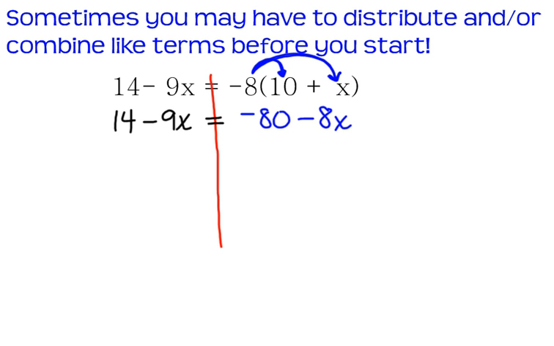And now I have a choice. My choice is I can add 9x to both sides. That would make this side a 0 pair, and that would make this side a positive 1x. That's one way to start the problem.